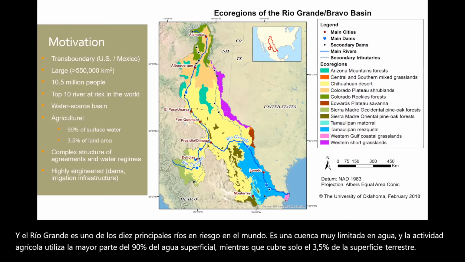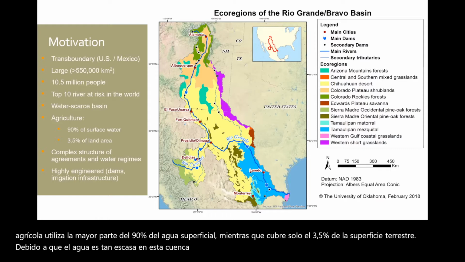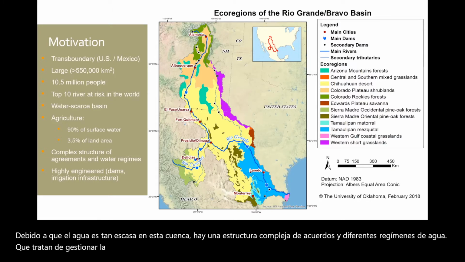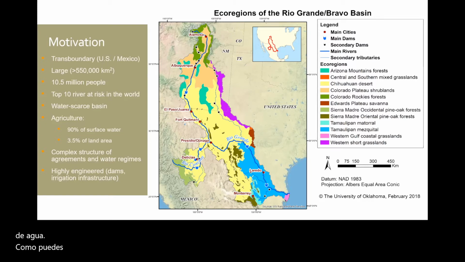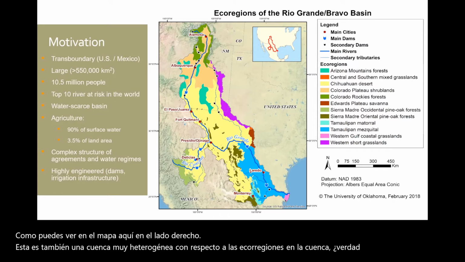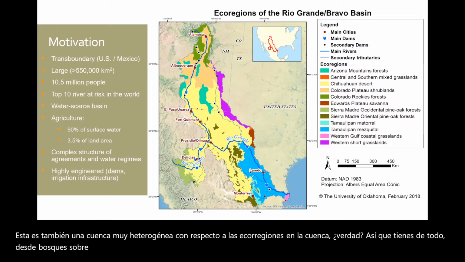Because water is so scarce in this basin, there's a complex structure of agreements and different water regimes that try to manage the distribution of water resources across the different parties involved here. And the basin is also highly engineered. So there's a lot of dams and irrigation infrastructure that is geared towards distributing water. As you can see in the map here on the right-hand side, this is also a highly heterogeneous basin with regard to ecoregions in the basin, right? So you have everything from forests over grasslands to deserts, and the Chihuahuan Desert actually covers the majority of the land area in this basin.